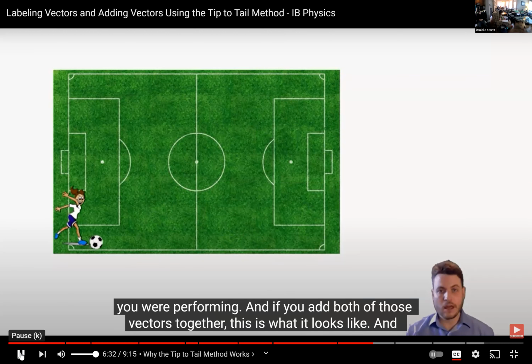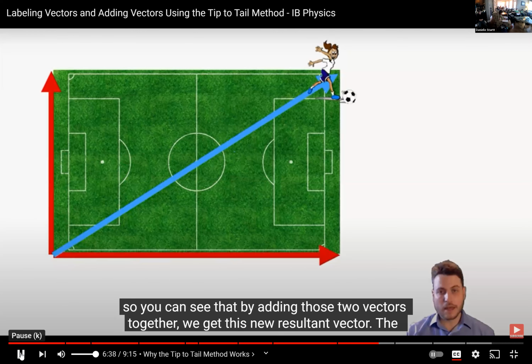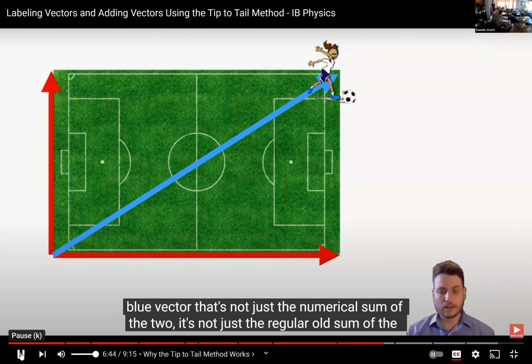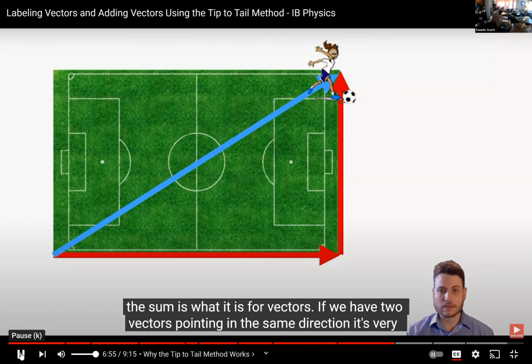And if you add both of those vectors together, this is what it looks like. And so you can see that by adding those two vectors together, we get this new resultant vector, the blue vector, that's not just the numerical sum of the two. It's not just the regular old sum of the two. We have to use this tip to tail method to find that final value. So that's why we say that the sum is what it is for vectors.